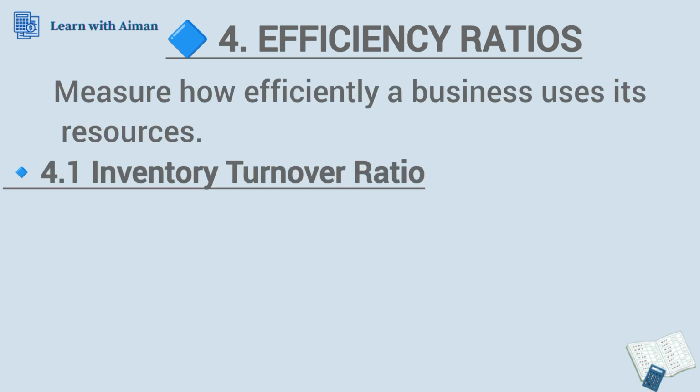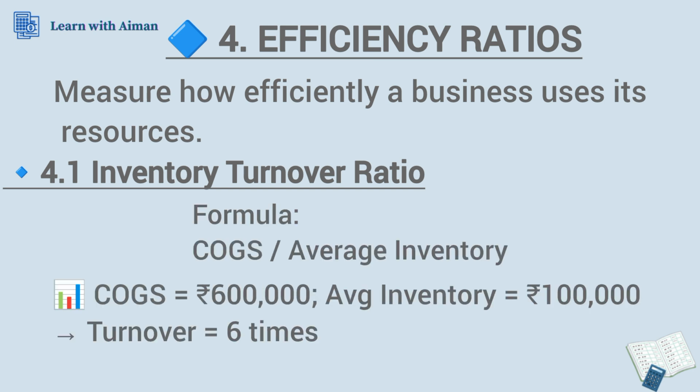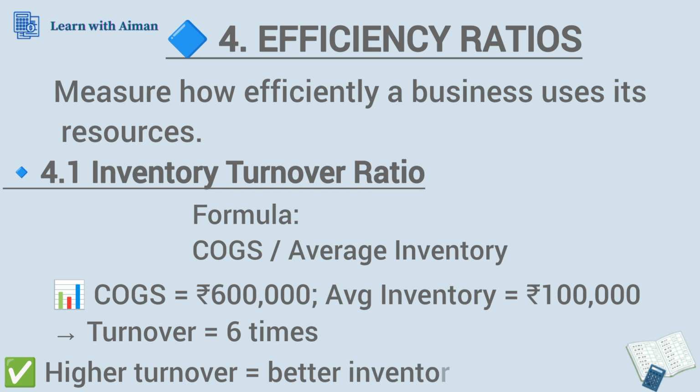First of all, we have the inventory turnover ratio. So cost of goods sold over average inventory. We have cost of goods sold of 600,000, average inventory of 100,000. So the turnover that we got is 6 times. Higher turnover equals better inventory management.